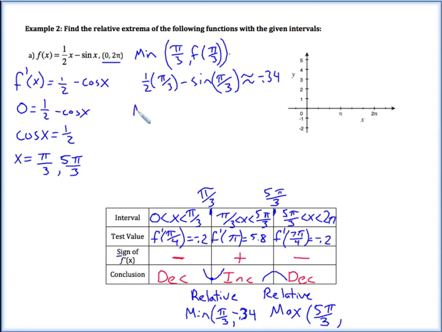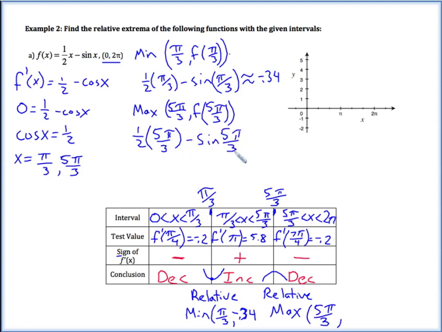And then for our maximum, we need to find 5 pi over 3, comma, f of 5 pi over 3. So we get 1/2 of 5 pi over 3 minus sine of 5 pi over 3. And this gives us about 3.48.